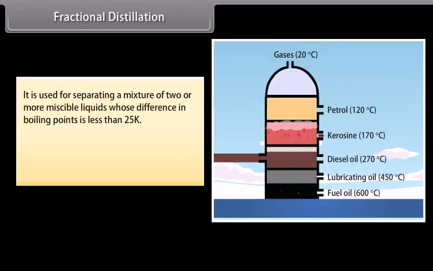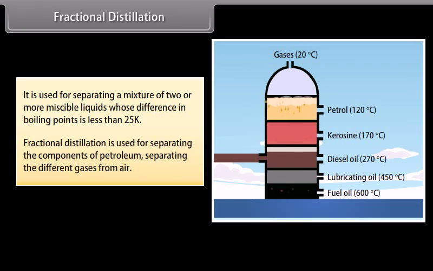Fractional distillation. It is used for separating a mixture of two or more miscible liquids whose difference in boiling points is less than 25 K. Fractional distillation is used for separating the components of petroleum, separating different gases from air, etc.